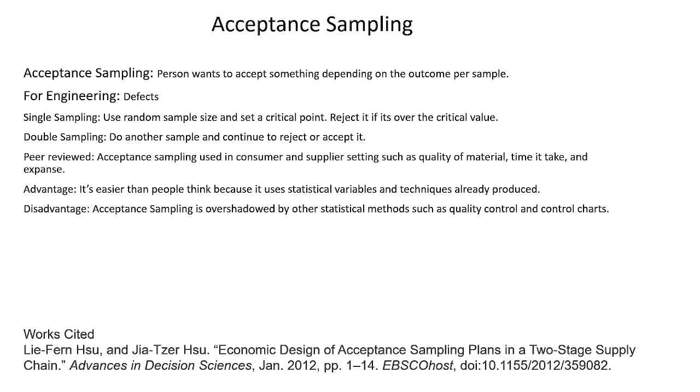So the advantage of acceptance sampling is that it's pretty easy, especially because we already use most of the statistical techniques that we have, and the variables are already there usually. The disadvantage is that usually people don't use it because quality control and control charts exist, and a lot of people think that's better.